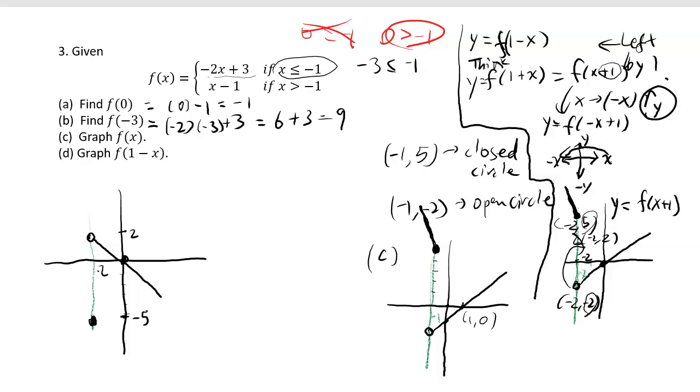Negative 5. And there's a closed circle here, and what went up now should be turned upside down, so it will go down. Okay, so that's the graph of y equals f of 1 minus x, which is the answer for D.